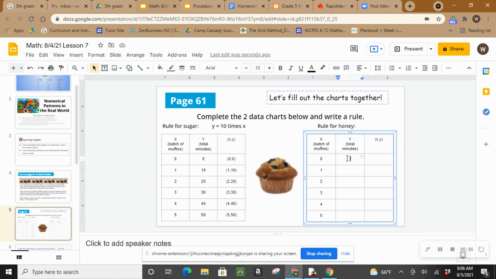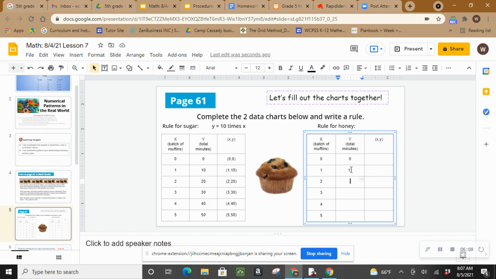So 0 and 0 is the same. But then they say an additional 1 minute. So 0, you can't really cook anything if you have 0 batches. All right, so 0 starts at 0. So now one batch equals 10 minutes. You need the full 10 minutes, but it says an additional 1. So 10 plus an additional, add 1. So that should make 11. All right.